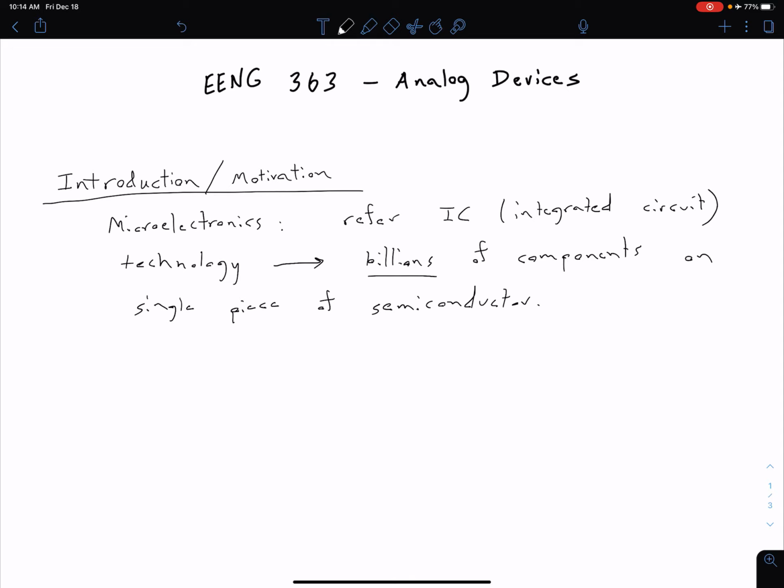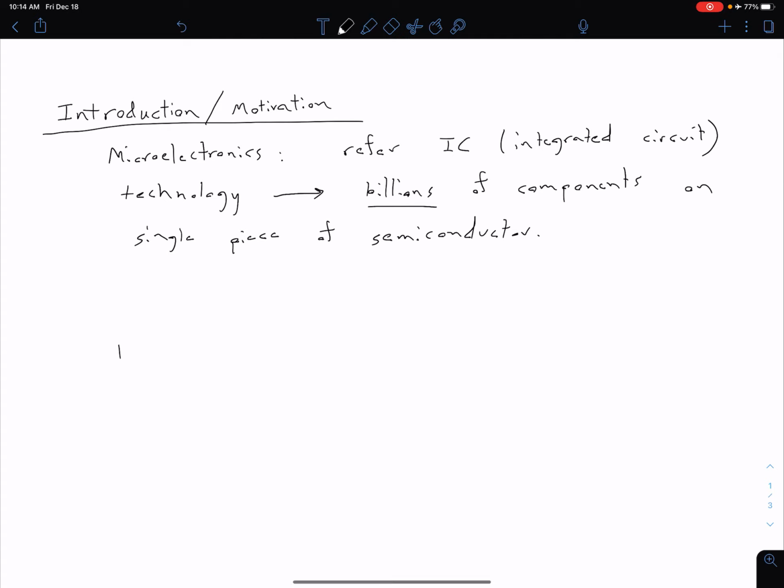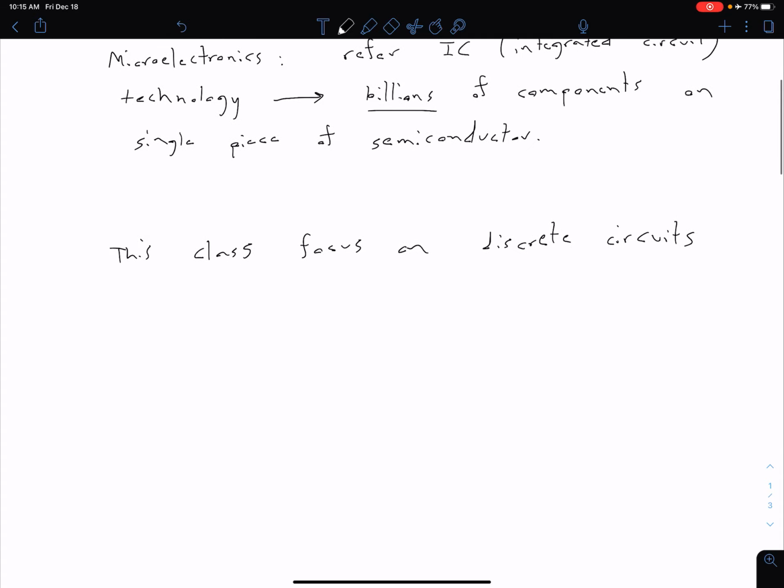In this class, we're going to focus more on discrete circuits, however. For discrete circuits, we can go into the lab and say, I want this component, and pull these components off the shelf and assemble the circuits ourselves. They're not all packaged together in one chip like an IC would be. This focus on discrete circuits is going to help us build an understanding of IC circuits.